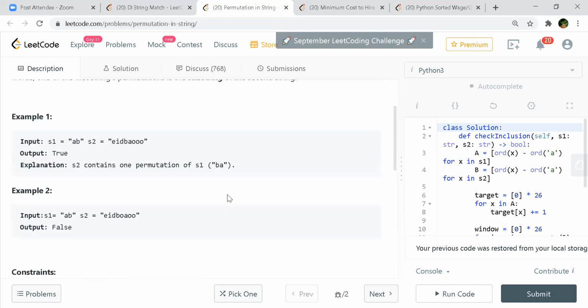Or the other way around also, like take every 2-length string from S2, do all the permutations of it and check if it is equal to S1. But it will be the same thing, right? If we do permutations. Only thing is, there won't be any optimization in it.